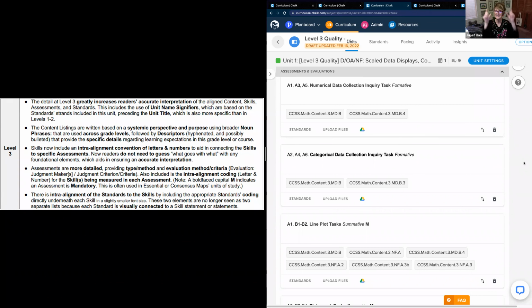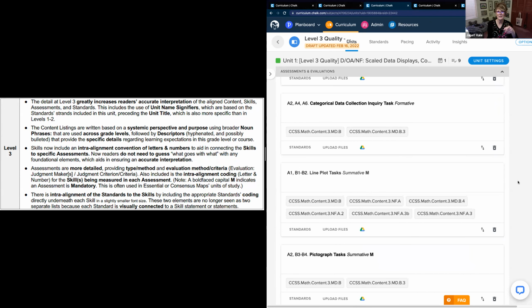So what Keenan did is he put these into Chalk, where now you'll notice every single assessment has its own little box or field, as you call it. So those standards are right there. You can use that for some data analysis within your system. But most importantly, I don't have to guess. I know A2, A4, A6 go with categorical data collection inquiry test.